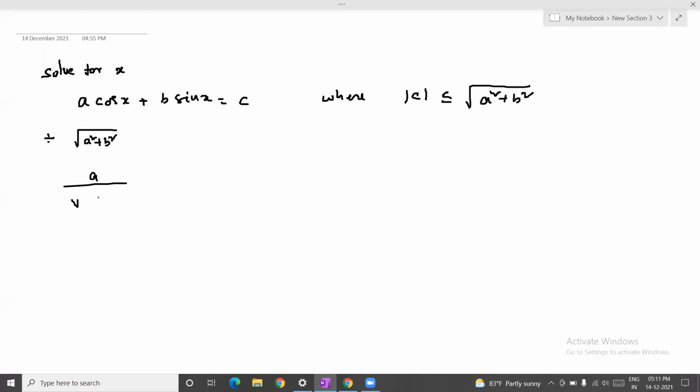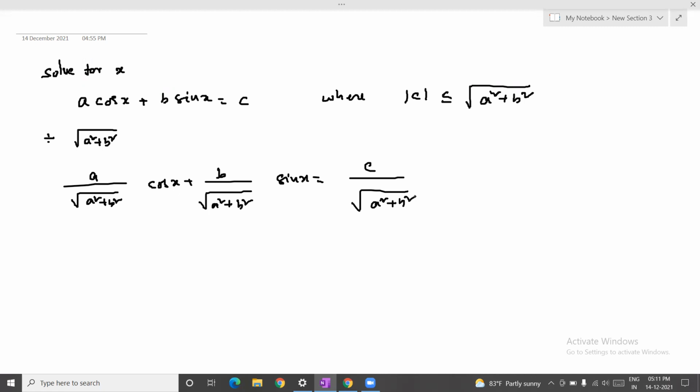So A by root of A square plus B square into cos x plus B by root of A square plus B square into sin x is equal to C by root of A square plus B square. See here, the right side is C by root of A square plus B square. C is less than root of A square plus B square, so the numerator is smaller than the denominator.